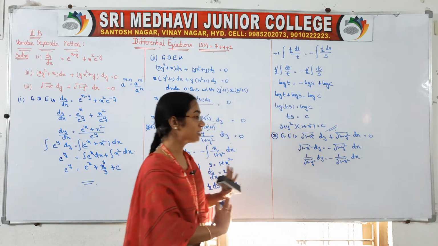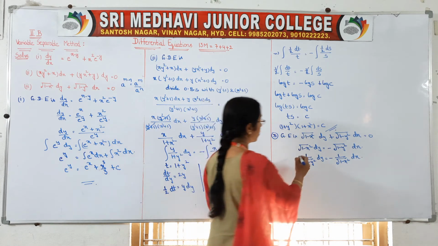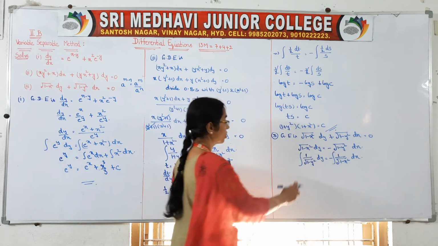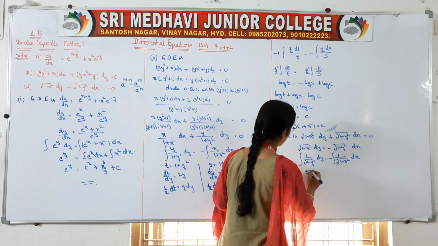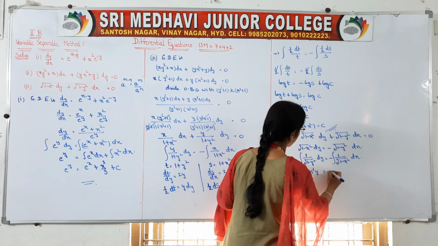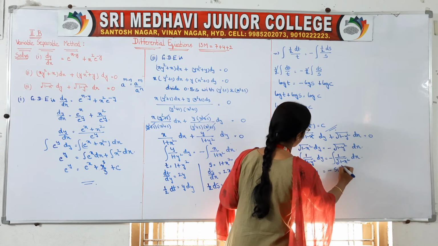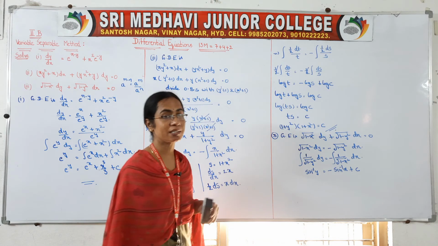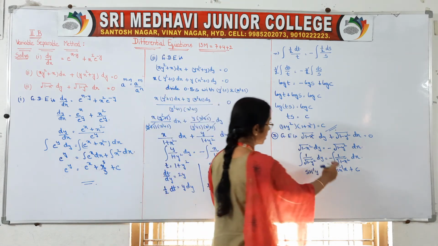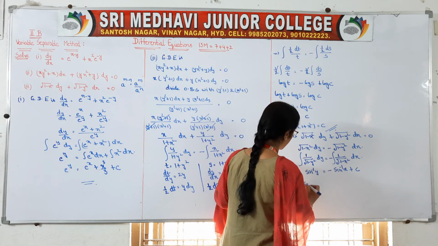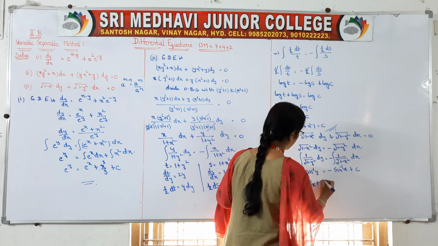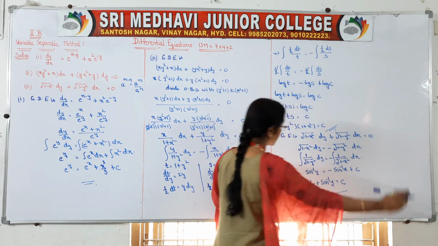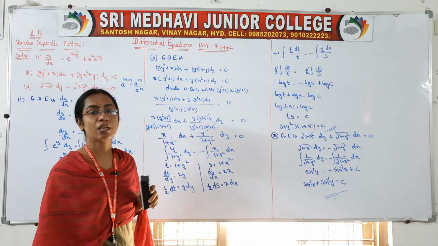Okay, once variables are separated, you know it, we have to take the integral, right? So you know this formula. This is your sine inverse y, this is your sine inverse x. After the completion of the integral, we have to write plus c, right? So bring this value this side. It is sine inverse x plus sine inverse y is equal to c is the answer of this question.